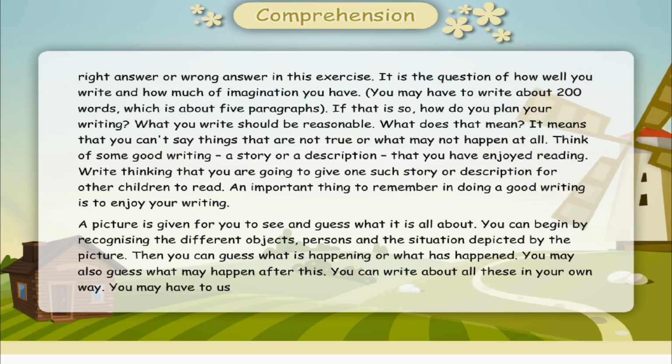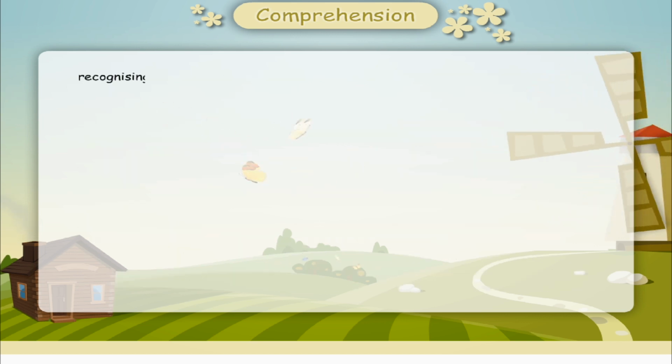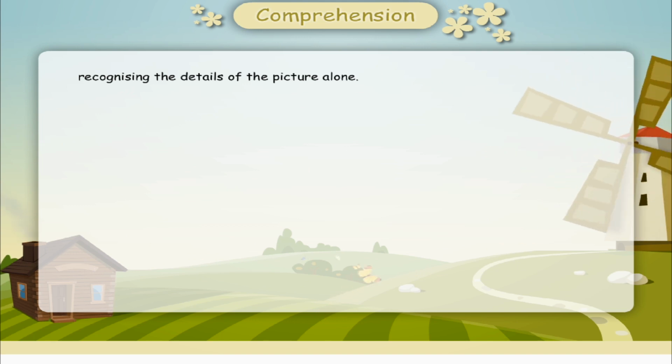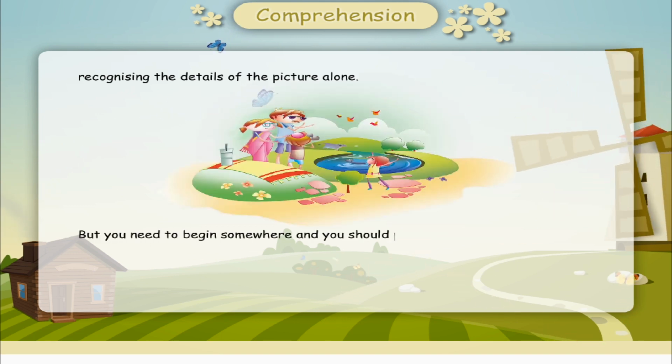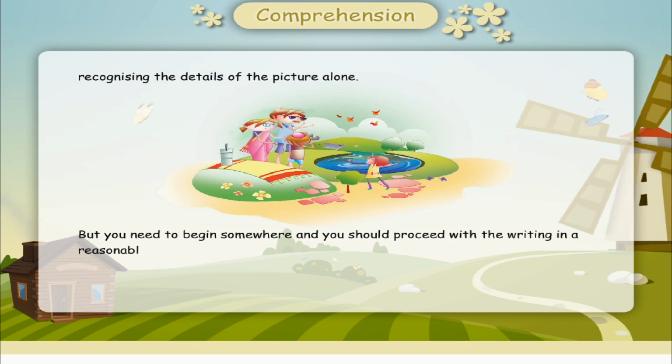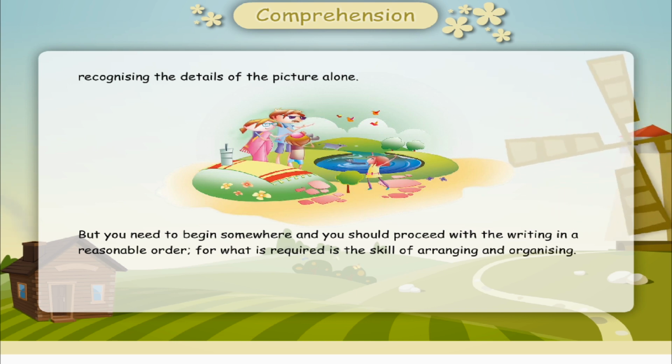You may have to use your imagination and creativity because it is not just recognizing the details of the picture alone. But you need to begin somewhere, and you should proceed with the writing in a reasonable order, for what is required is the skill of arranging and organizing.